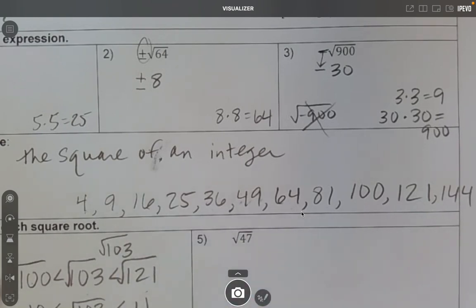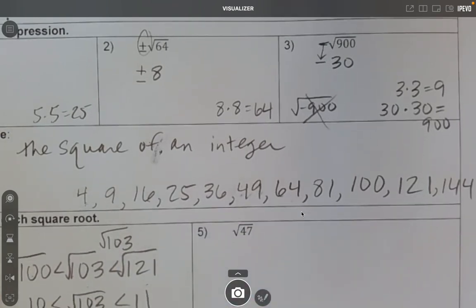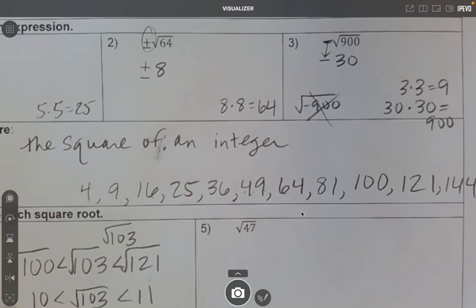So that means my square root of 103 is going to be pretty close to one of these, right? It's going to be between 10 and 11. And then we kind of want to think, which one do we think it's closer to?